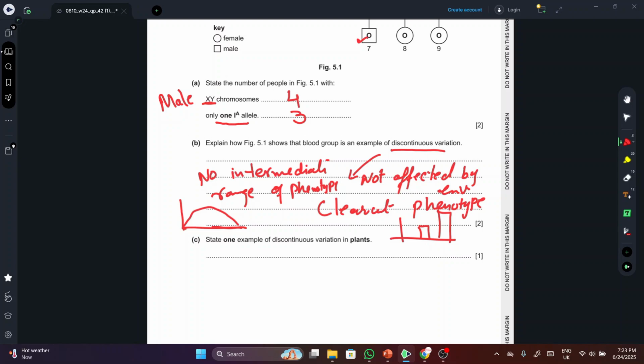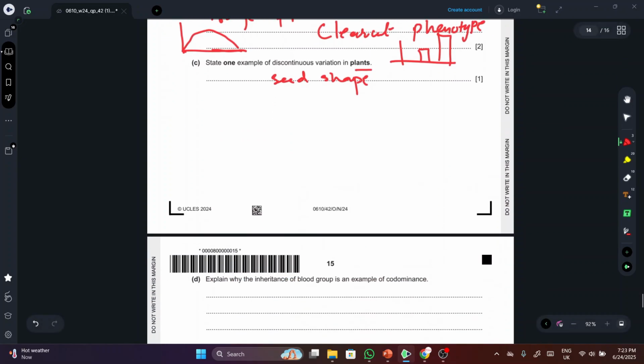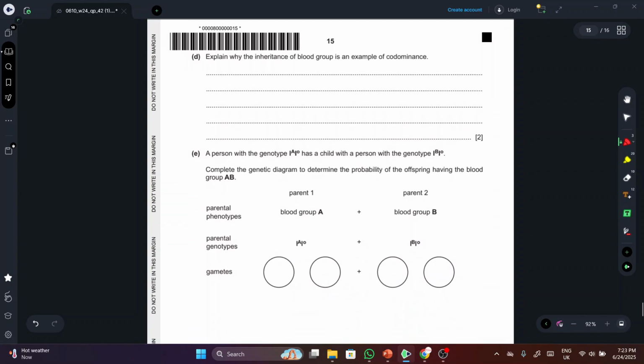State one example of discontinuous variation in plant. So you can give any example which is not affected by the environment, which is only genetically controlled, seed shape, seed type. So that can be your example of discontinuous variation in plants.